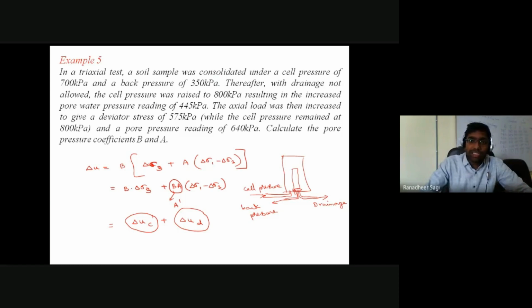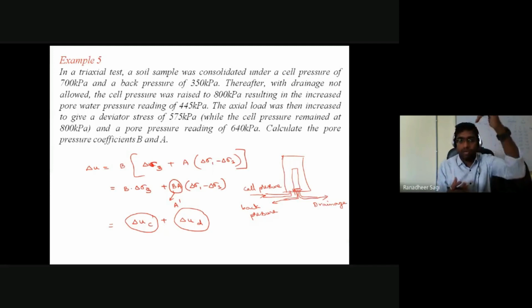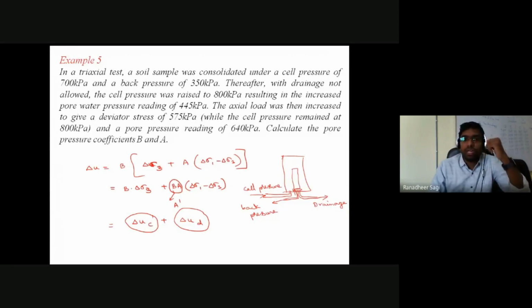The axial load was then increased to give a deviatoric stress of 575 kilopascal. So the amount of deviatoric stress induced on your soil sample was 575 kilopascal. You are maintaining the same cell pressure, 800 kilopascal. But when you applied the axial stress on the soil sample, which we call the deviatoric stress, of 575 kilopascal, the pore pressure reading you had is 640 kilopascal.